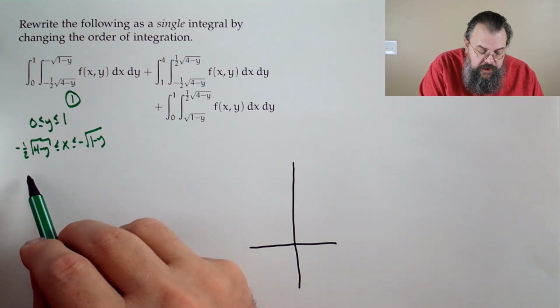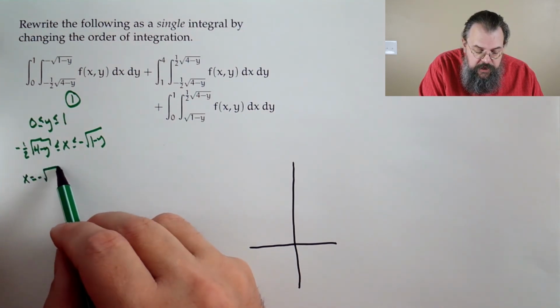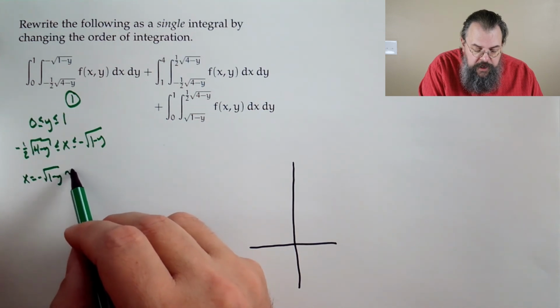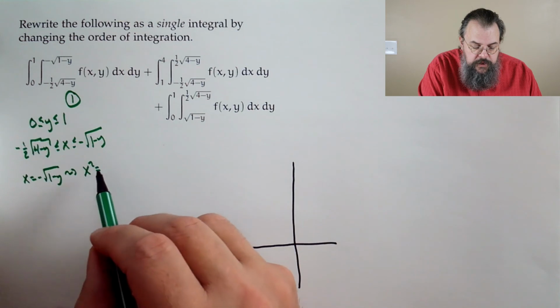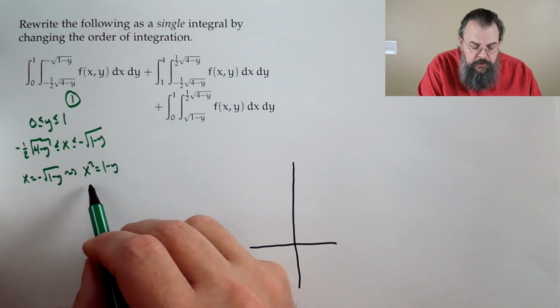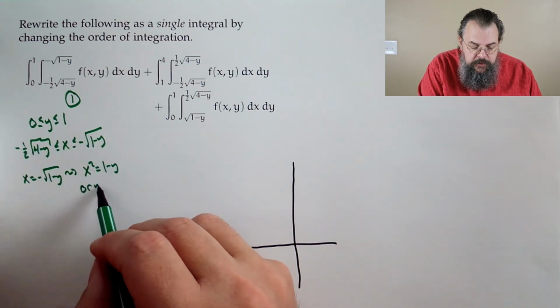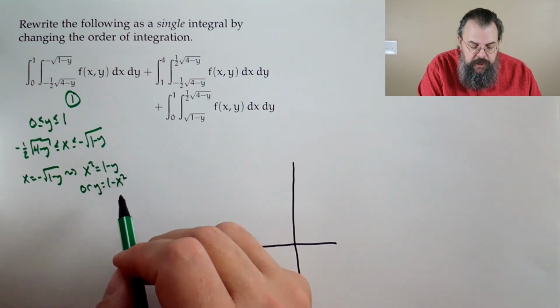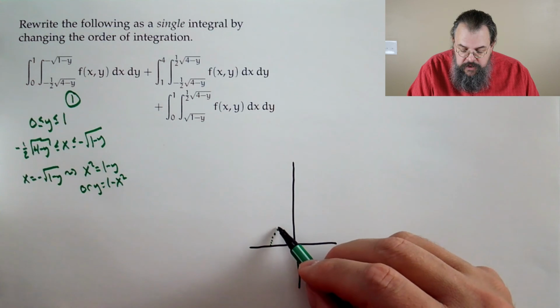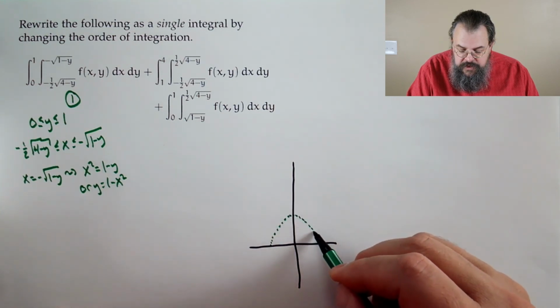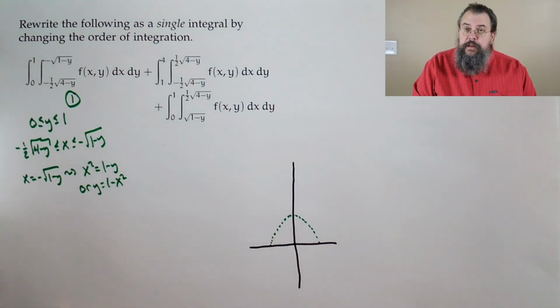So if I start with x equals minus square root of 1 minus y, if I square both sides, x squared is equal to 1 minus y. Or we can write that as y equals 1 minus x squared. So 1 minus x squared would be a parabola that's been shifted up. I'm just going to draw that a little bit dotted here.